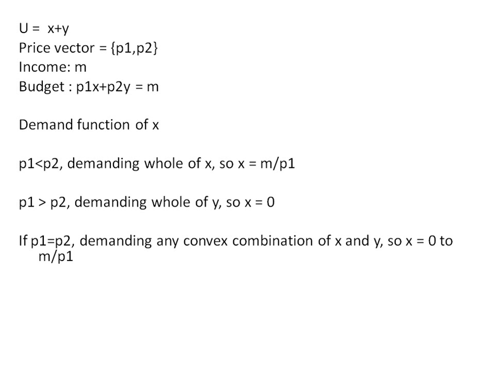Well, if P1 is equal to P2, then we will be demanding any convex combination of X and Y. That is, you can have half a cup of tea and 1.5 cups of coffee, or half a cup of coffee and 1.5 cups of tea, or anything. So you may buy the entire Y, you may buy entire X, or anything in between.